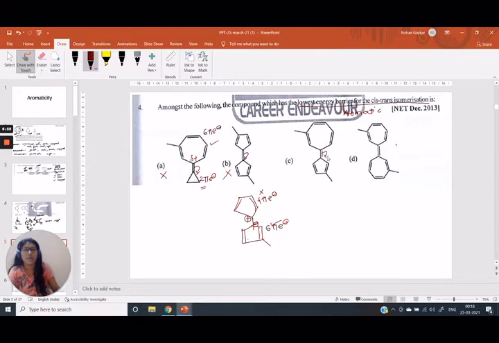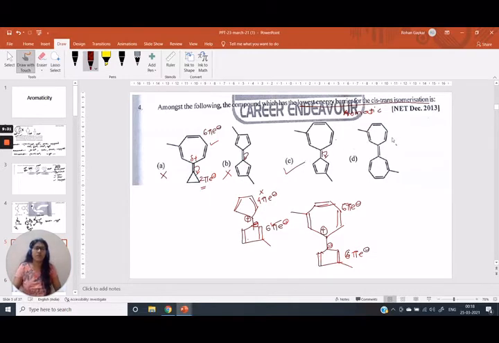Here, if I break the bond in this manner, here is a negative charge, here a positive charge. This system consists of 3 pi bonds, 3 into 2, that is 6 pi electrons. And here, 2 plus 2 and this 2, that is 6 pi electrons. Therefore, both systems are aromatic. Therefore, option C is correct.